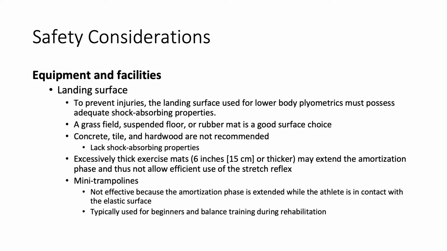Excessively thick exercise mats that are 6 inches or more in thickness may extend the amortization phase and thus not allow efficient use of the stretch reflex. Mini trampolines are typically used for beginning plyometric and balance training and rehabilitation. These are not effective for plyometric training of uninjured athletes because the amortization phase is extended while the athlete is in contact with the elastic surface.